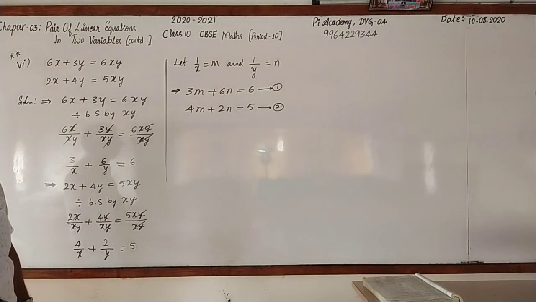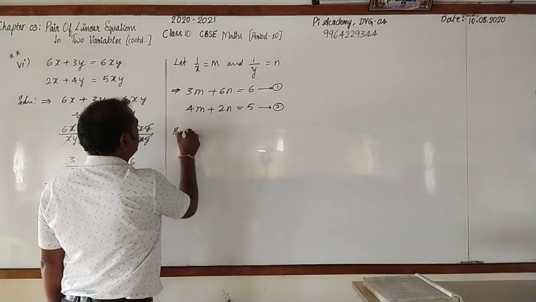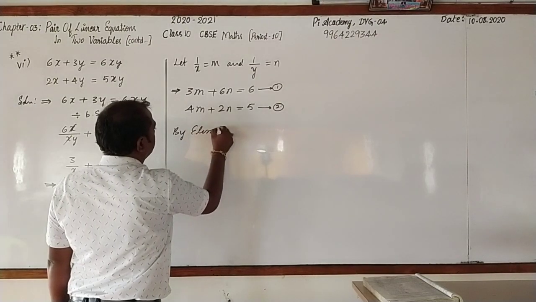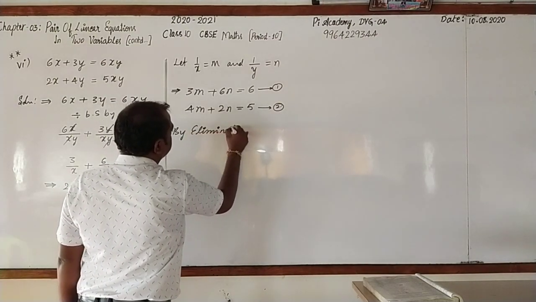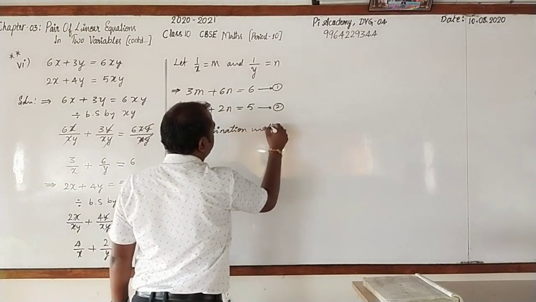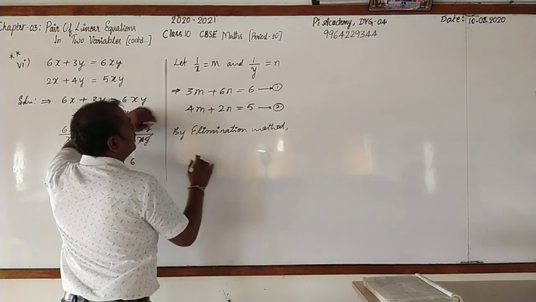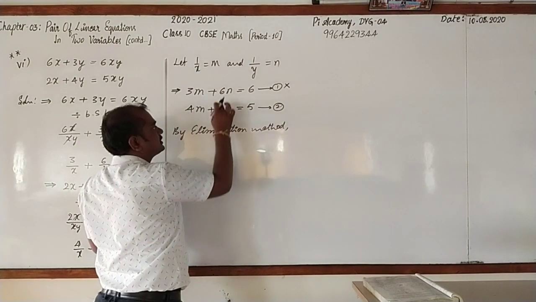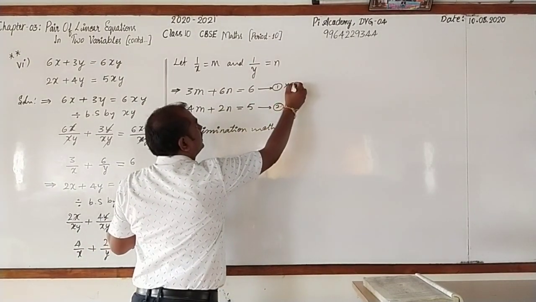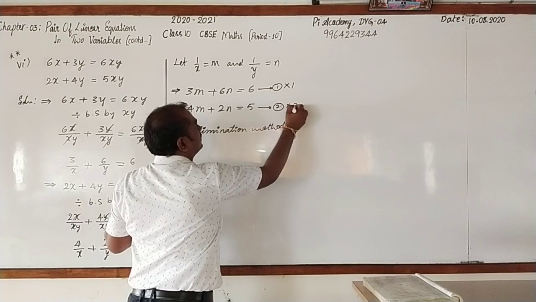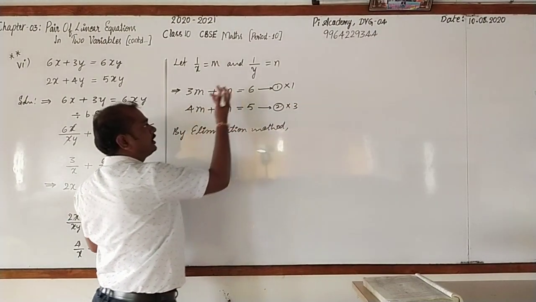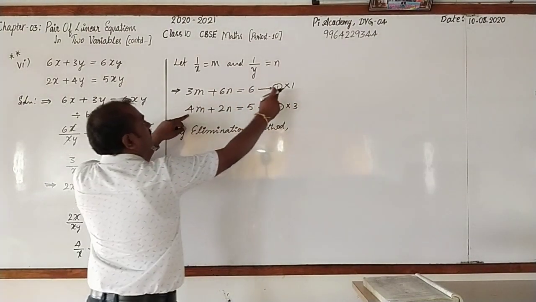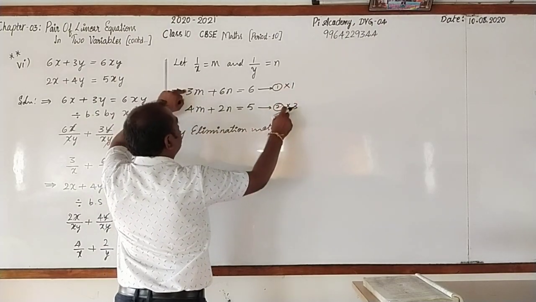Which method you will follow? Yes, you are right. Elimination. By elimination method. How do you go for? Multiply. See that, very simple. 6 and 2 are there. Multiply this by 1 and this by 3. Because 2 3s are 6. Here already 6. Or else multiply equation 1 by 4, second one by 3.